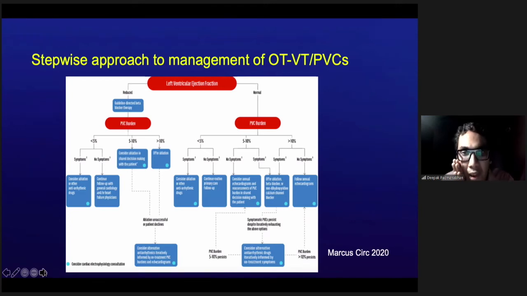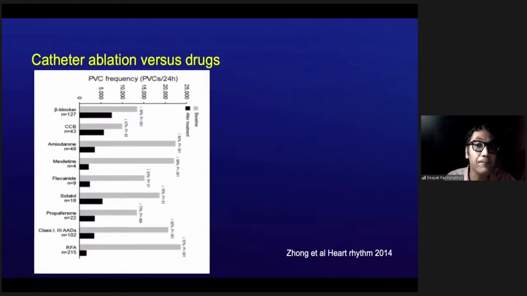However, if the left ventricular ejection fraction is normal and the PVC burden is high, then you can use the ABC-VT score, or if you don't believe in that, follow annually with echocardiograms. If the PVC burden is low and the ejection fraction is normal, you can just continue routine primary care follow-up. Interestingly, there are only 2 circumstances where you don't send these patients to an electrophysiologist for further advice.